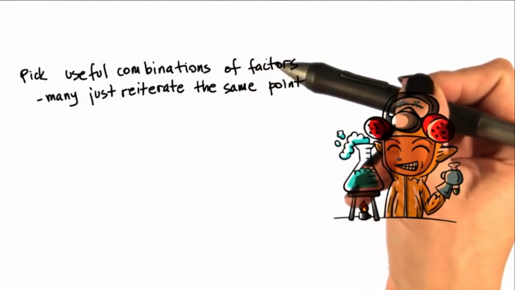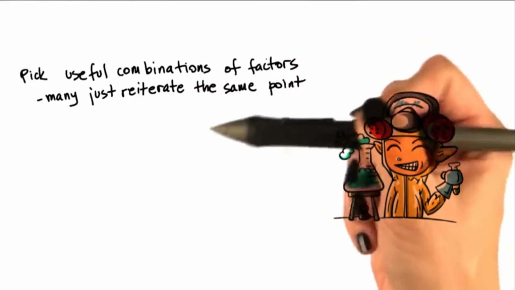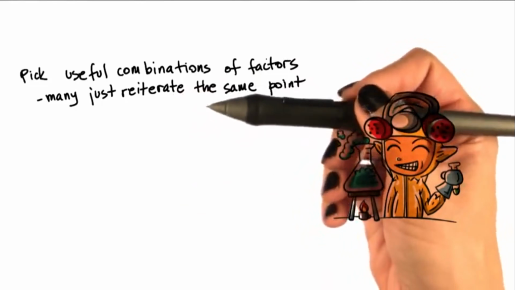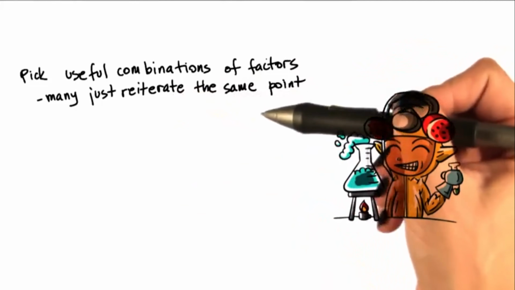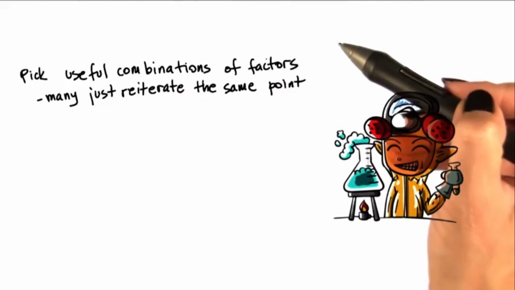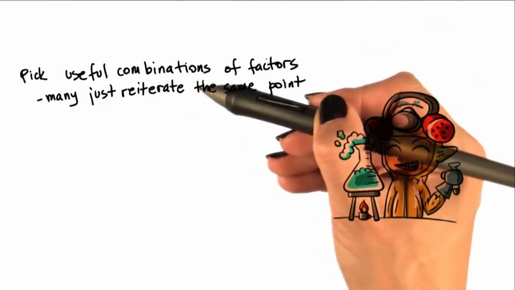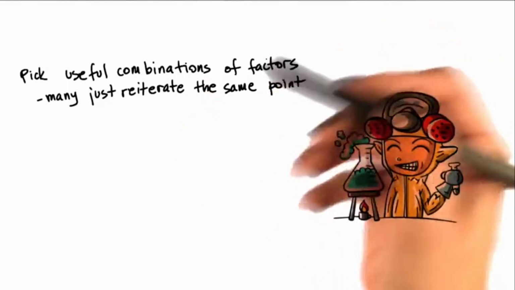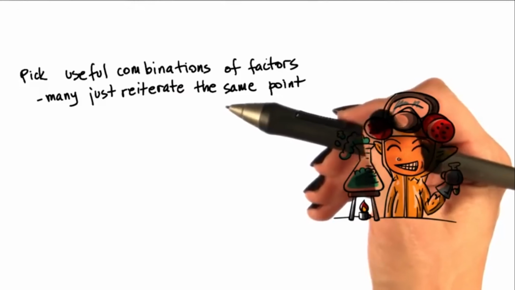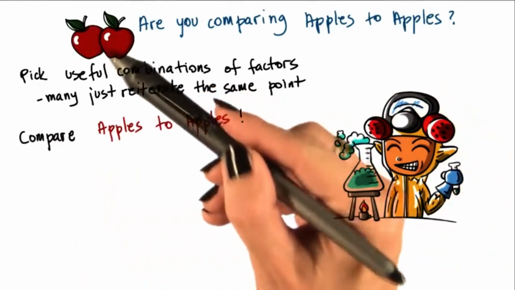For the various factors that you're considering, pick some useful combinations. There'll be a lot of experiments where the results simply reiterate the same point. It really doesn't make sense to have endless such results. A few are good. It's good to confirm that some observation is valid, but including tens of them really doesn't make any sense. A very important point: compare apples to apples.